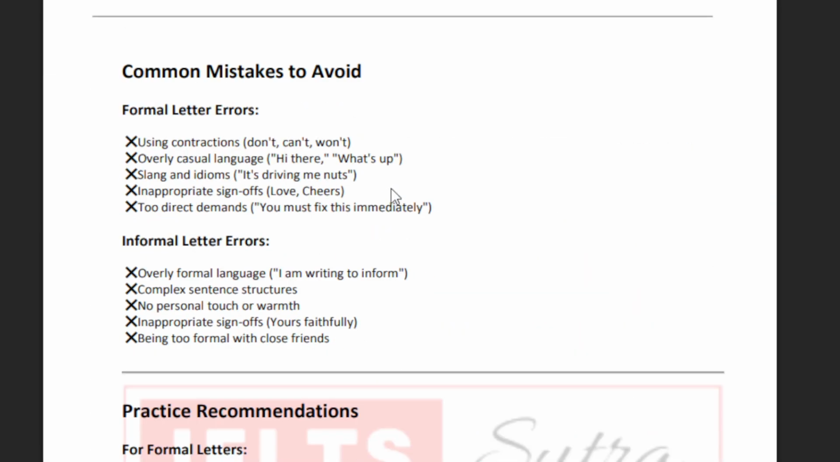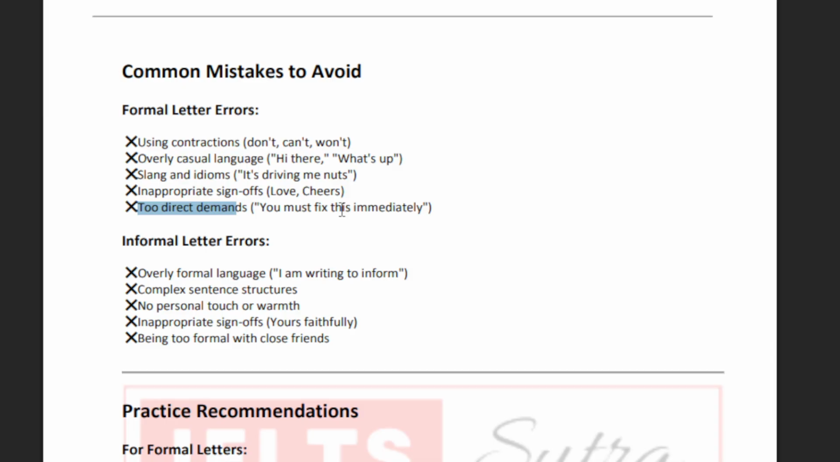Now, the common mistakes to avoid. Obviously, I would try to emphasize again: in case of formal letters, avoid using contractions. Don't overuse casual language, don't use slang and idioms, don't use inappropriate sign offs like love and cheers, and don't be too direct when you are demanding something. For example, you must fix this.